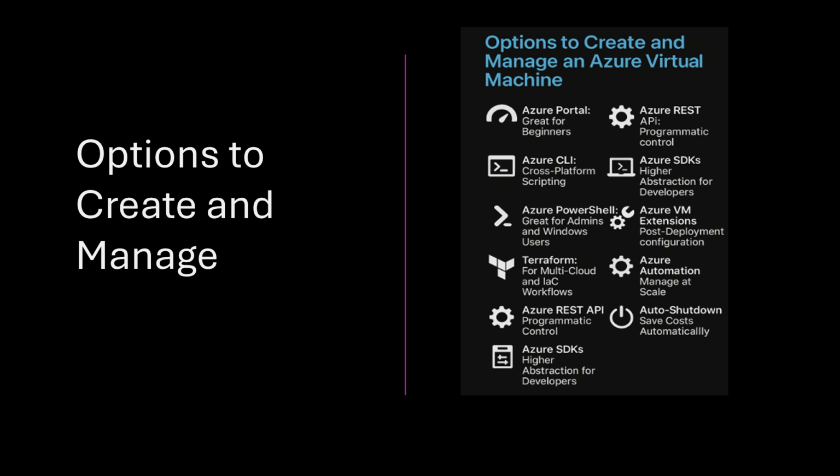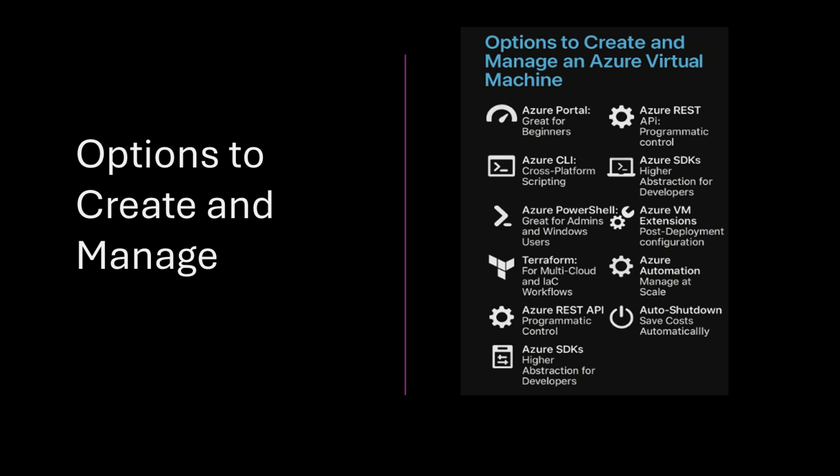If REST APIs feel too raw, use the Azure SDKs available in languages like C#, Java, Python, and Go. These SDKs wrap the REST APIs and provide object-oriented ways to manage resources. For instance, with a few lines of C# or Java, you can authenticate and create a VM as part of your application logic. It's perfect for developers building cloud-native or hybrid applications.